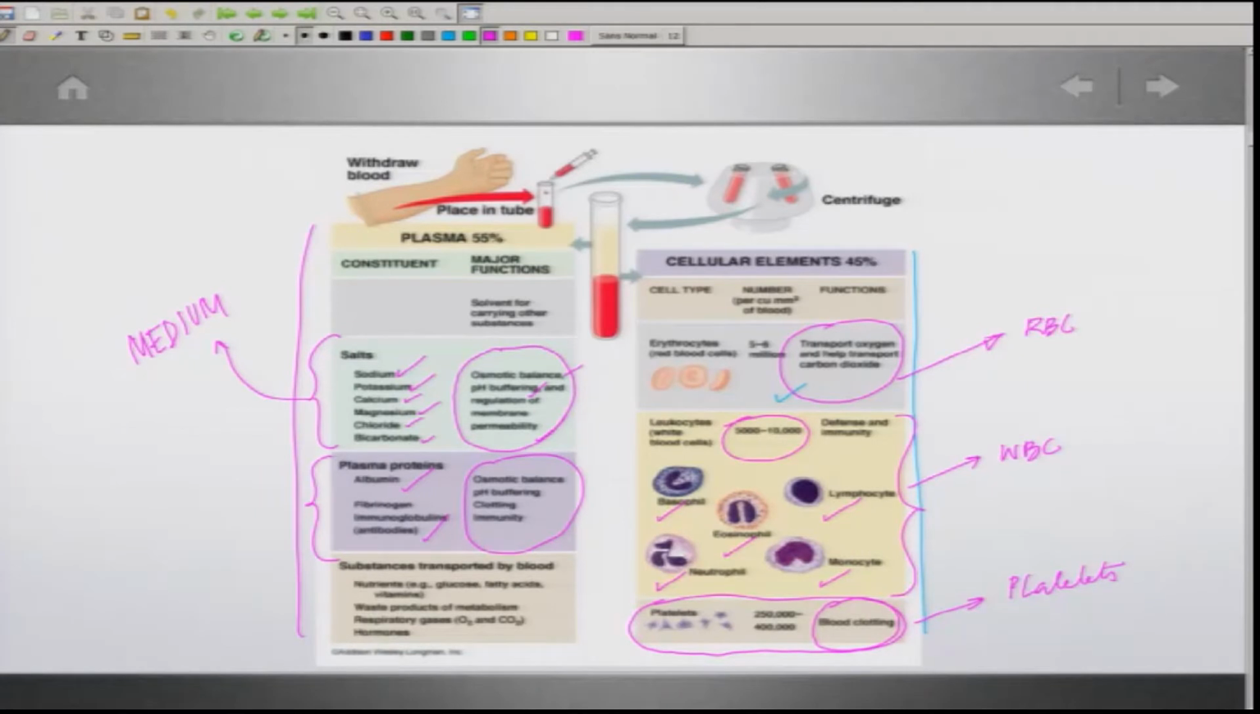The substances transported by blood include glucose, fatty acids and vitamins, waste products of metabolism, respiratory gases and hormones, and the solvent for carrying these substances is essentially water. It is a water-based system which functions here, and this is the whole composition of the blood.